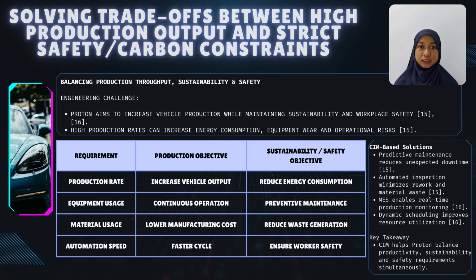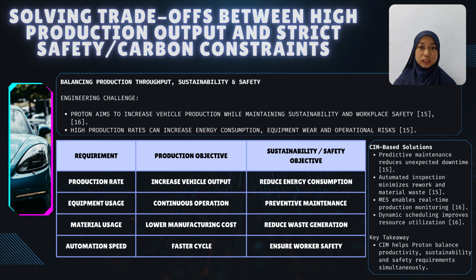So for this section, I will explain how computer integrated manufacturing or CIM helps Proton balance production efficiency with sustainability and safety requirements. So, one of Proton's main challenges is increasing vehicle production while maintaining workplace safety and reducing environmental impact. Higher production rates can lead to increased energy consumption, equipment wear, and operational risk.